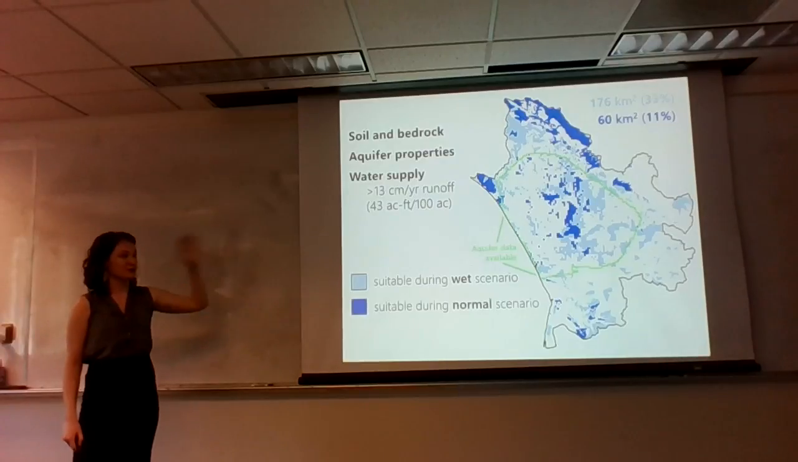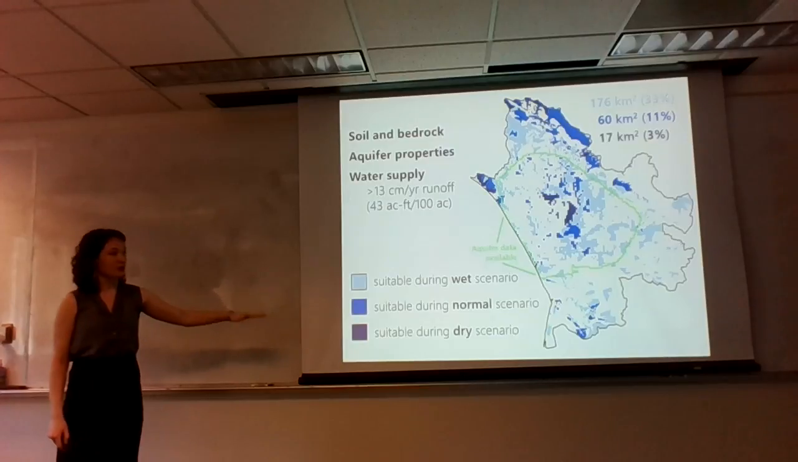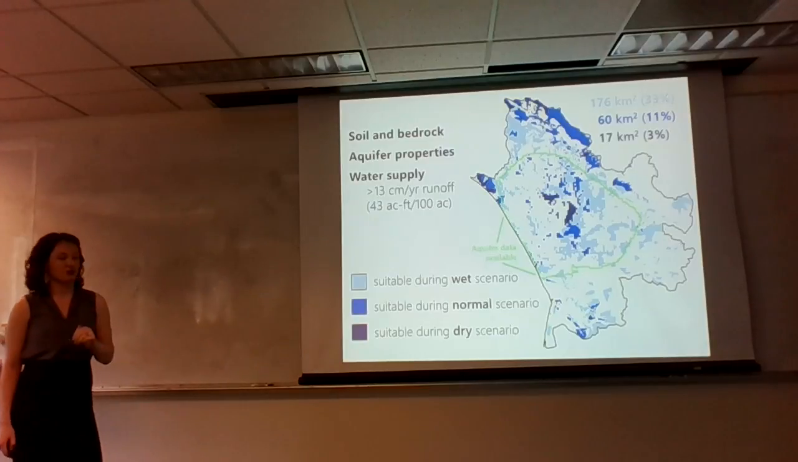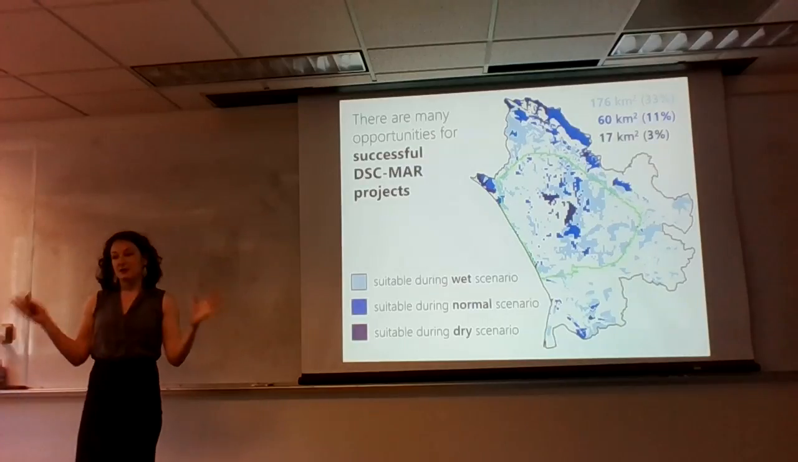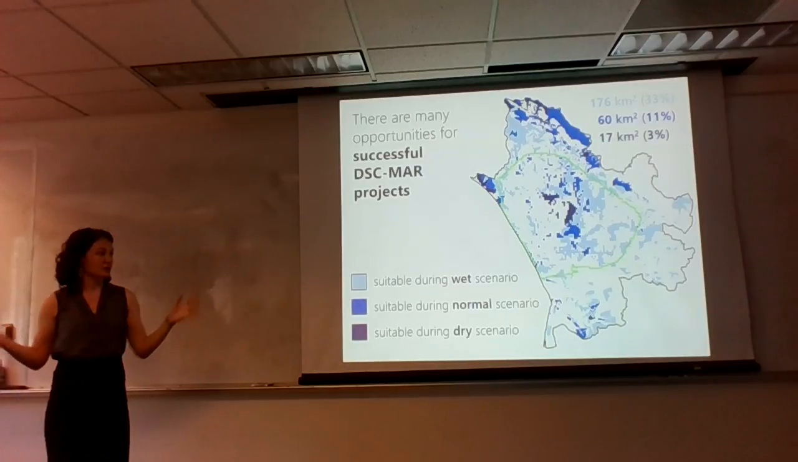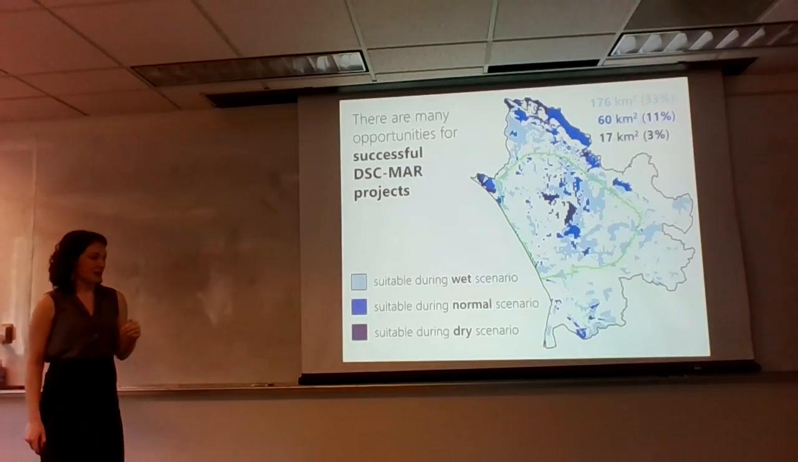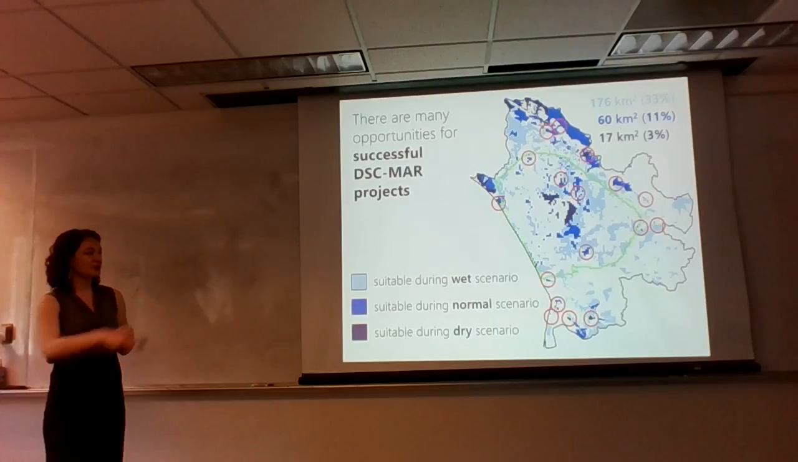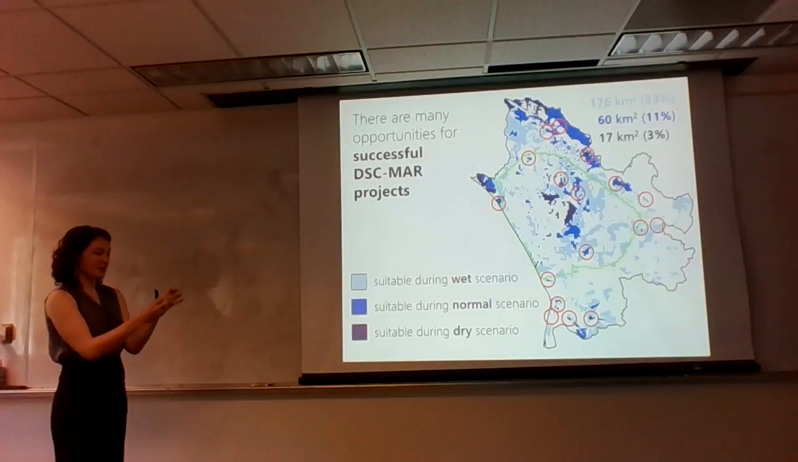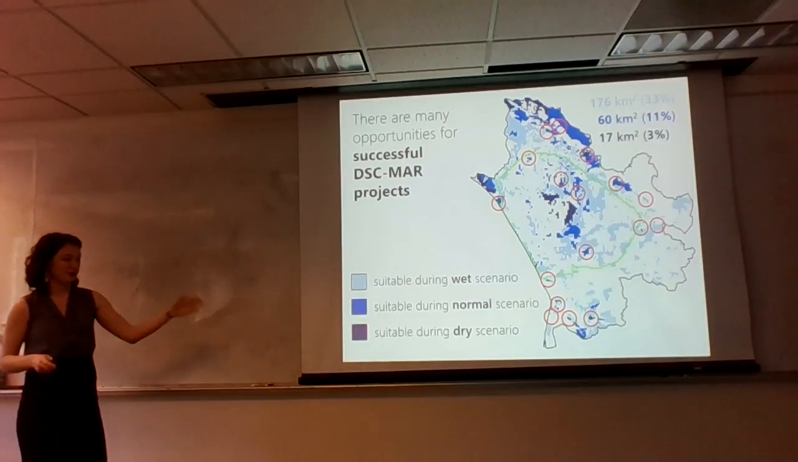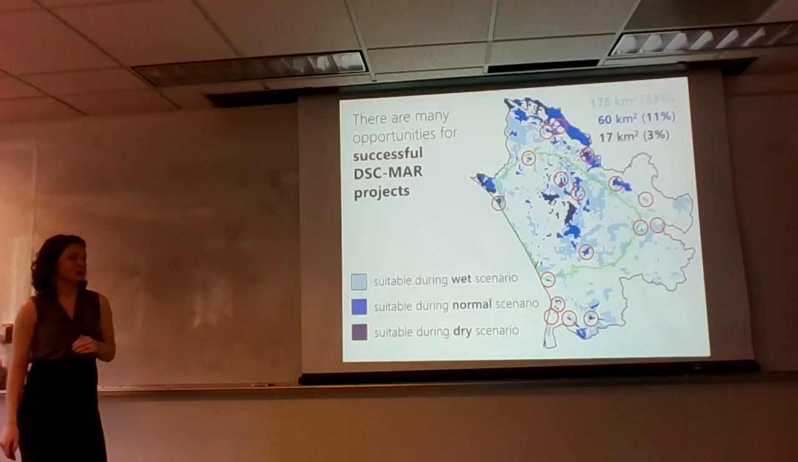These are areas that meet those criteria during the normal scenario. And finally, in the darkest blue, those areas meet the criteria during the dry scenario. Overall, this map demonstrates that there are many opportunities for stormwater collection around the Pajaro Valley during all three climate scenarios. And in addition to these more obvious larger swaths of dark blue, there are smaller groups of pixels all around the Pajaro Valley that are suitable during the normal and dry scenarios.